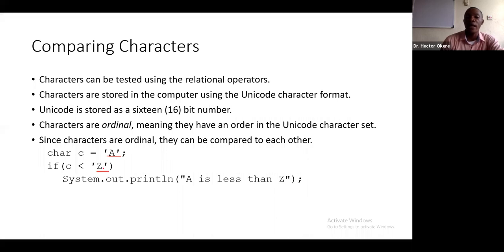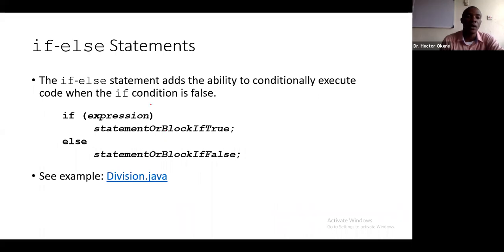So you can compare characters because it is ordinal, which means it is in order in the Unicode set. A will come before B, B will come before C, all the way to Z, right? So you can also compare characters, not only numbers, okay? Now we have looked at the if statement. We have looked at block if statement. Block if, you use curly braces, right?